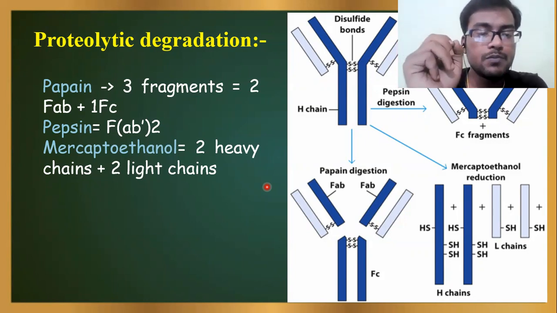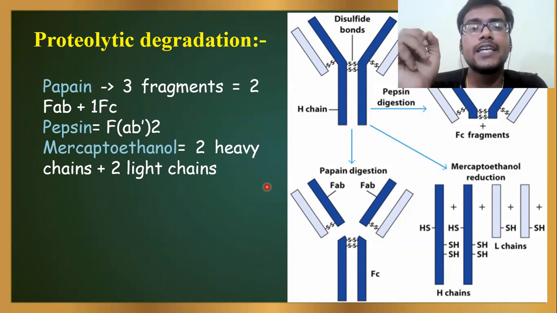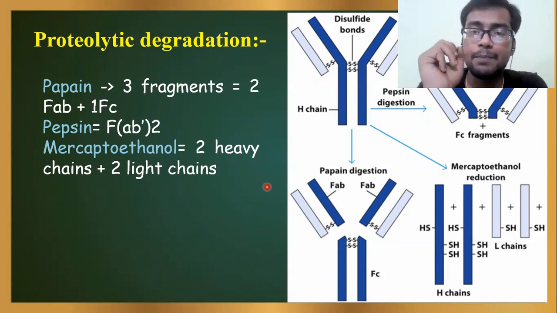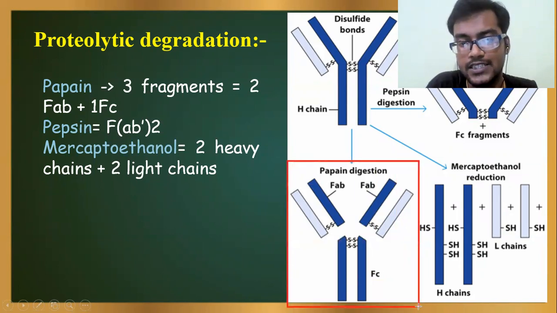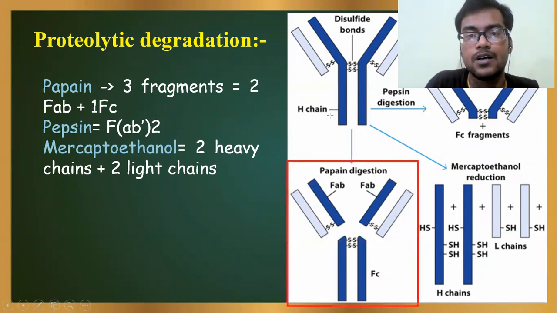Papain is produced from the papaya. Papaya produces papain, a proteolytic enzyme that breaks the immunoglobulin or antibody into 3 fragments: 2 are FAB and 1 is FC region. As shown in this diagram, papain breaks this bond. Papain breaks this bond.